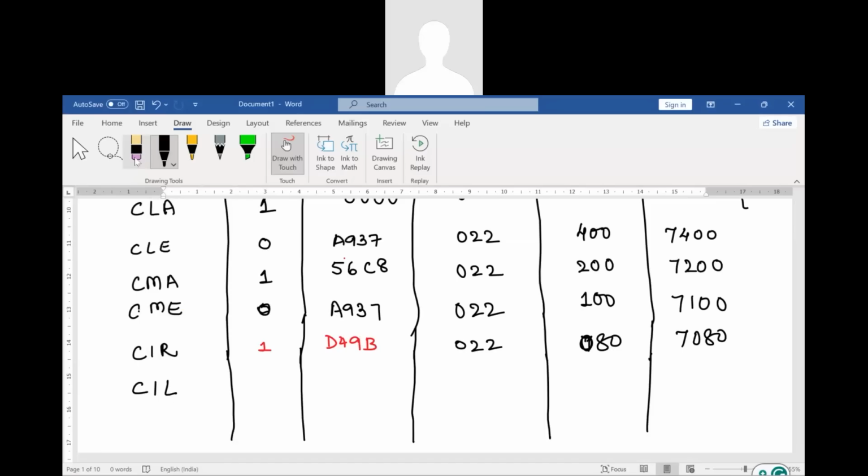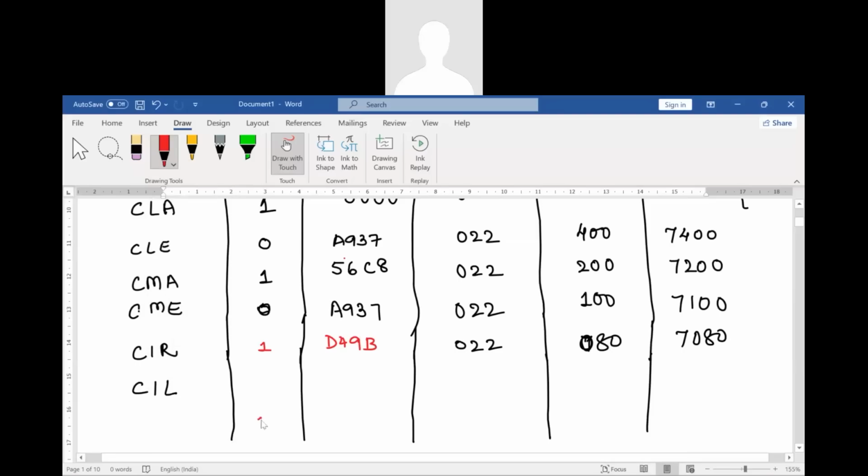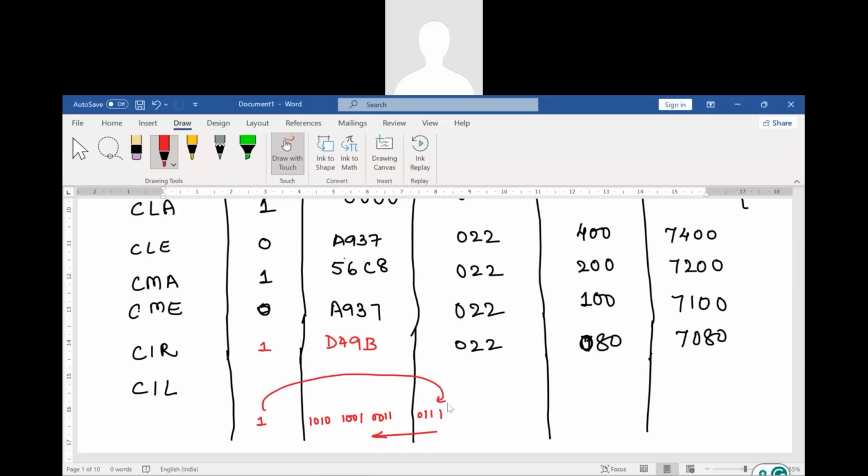Write A937 and E together in binary. So the initial value of E is 1. A937 is 1010, 1001, 0011 and 0111. Now perform shift left. Shift left is what? In this direction, and this one will go over here. So what we are doing is, yes, this way.